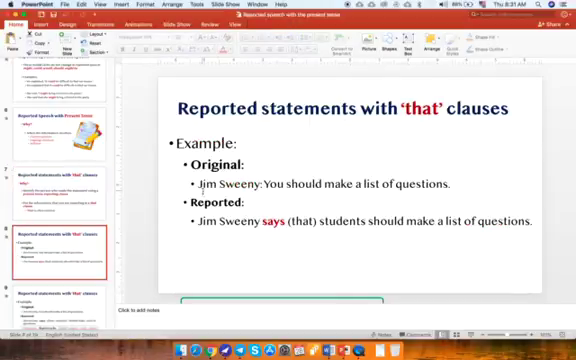Let's see the example. The original statement has been made by S.Vireak. S.Vireak said, "You should make a list of questions." So "you" here refers to the student, so you have to identify who the speaker is talking to. So when we make the reporting speech, this is how we make it.